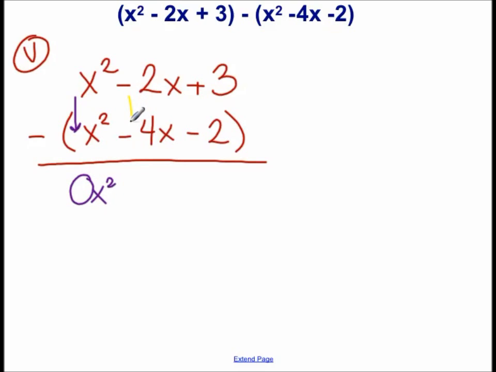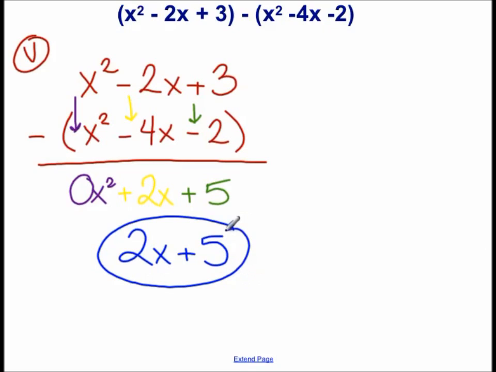Now let's look at the second one. We have a minus 2x minus negative 4x. So it'll be plus 2x. It's like a minus 2 plus 4. And finally, we have this 3 minus negative 2, so that's like 3 plus 2, so that's 5. Okay, so once again, you don't want to write that 0 part, so I'm just going to write 2x plus 5. That's my answer. So you get to decide which method you prefer.